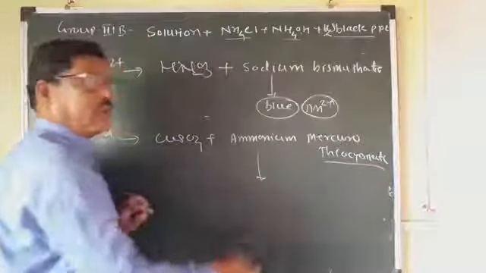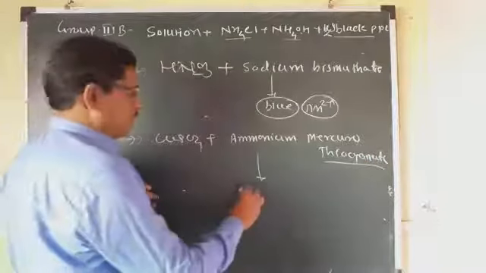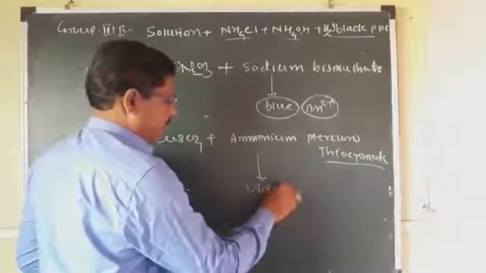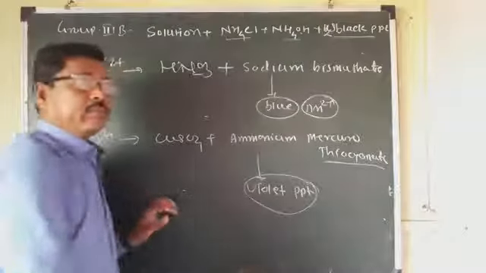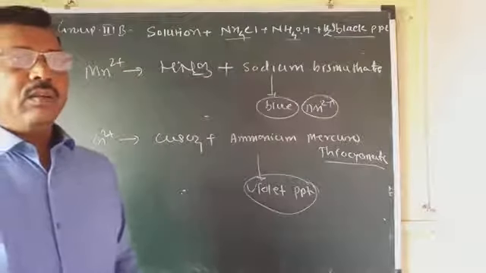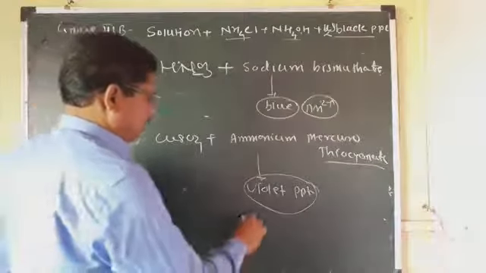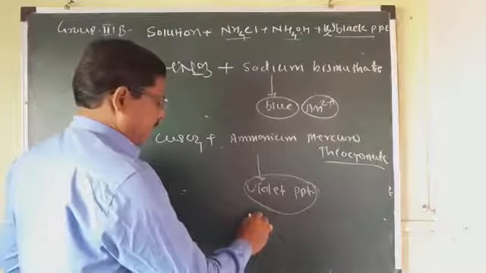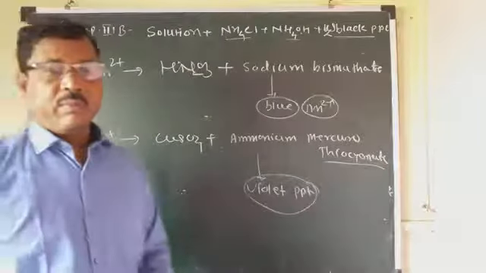You will get the violet precipitate of mixed mercurothiocyanates of copper and zinc is formed. Mercurothiocyanates of copper and zinc is formed. That indicates zinc is confirmed.